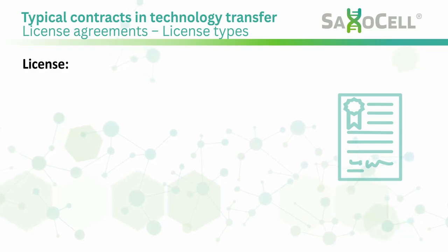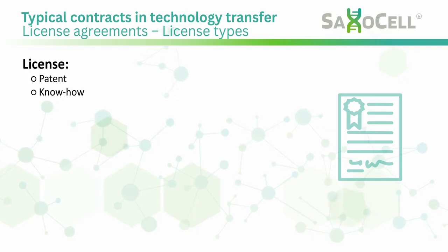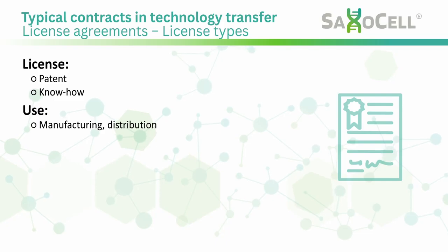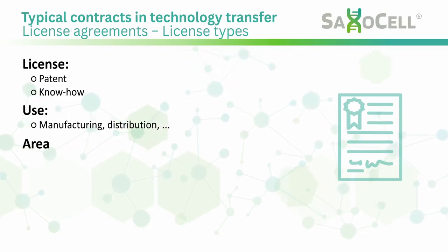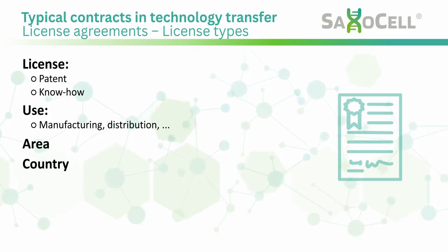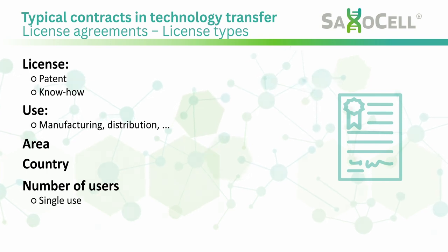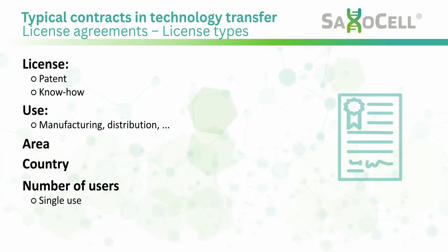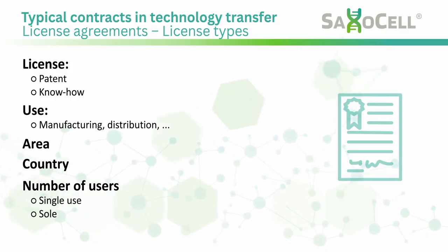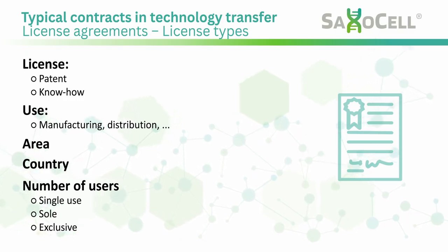Here are the key considerations. The type of licensed IP/IPR can be a patent, know-how, or a combination of both. Then you should define the exact use, such as manufacturing or distribution, and which areas the license applies to. Of course, you should specify the countries in which your IP may be used. And finally, you can specify the number of users. Is it a non-exclusive single use that you can grant to an unlimited number of licensees? Or is it a sole license that is limited to one license holder and one licensee? With an exclusive license, only the licensee, not you as the owner, can use your IP.